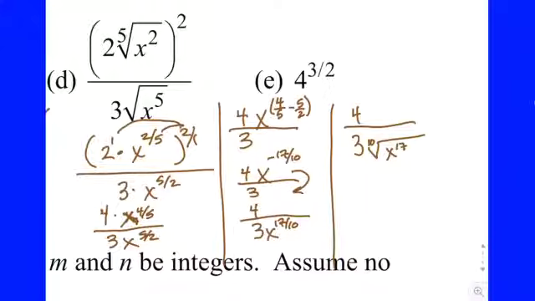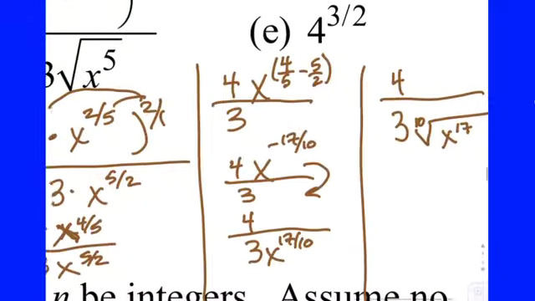The last step? Well, because I have x factored to a negative exponent, I can slide that factor to the bottom and change the sign of the exponent.